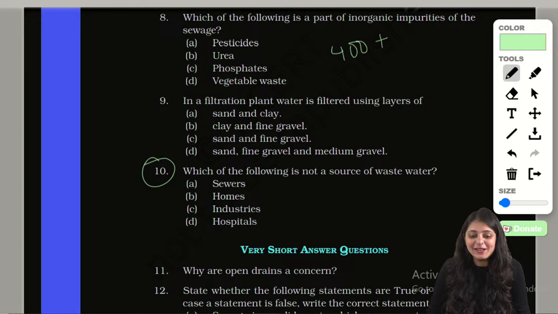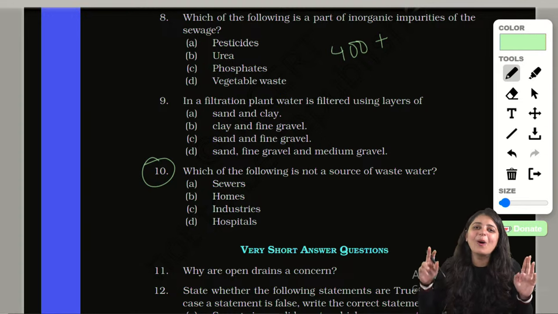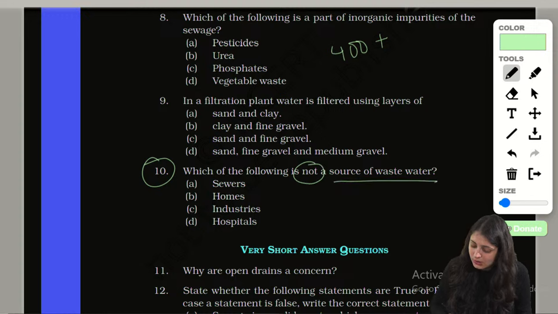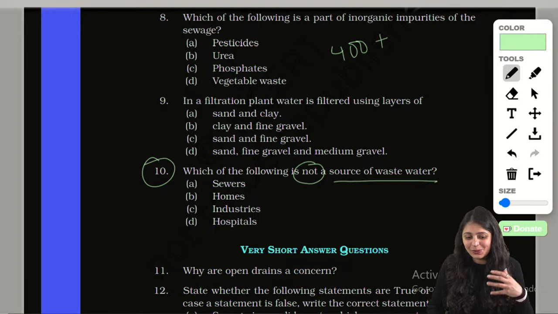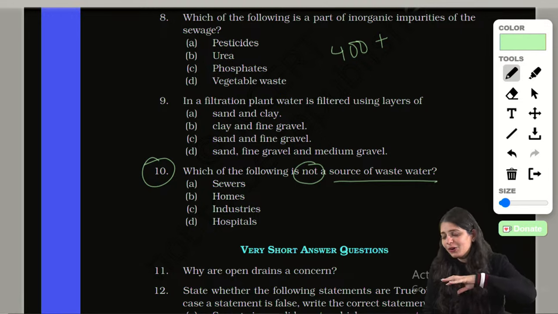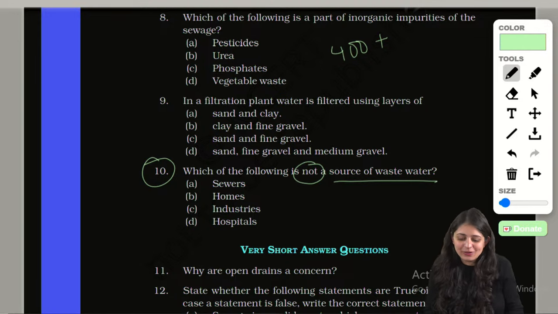Chaliye. Question number 10. Everybody is saying ek aur so-called tough question. Waise to tough nahi hai. Which of the following is not a source of waste water? Sewers, homes, industries, hospitals. In mein se waste water ka source kaun sa nahi hai? Out of all the questions, I think this is the easiest of all.